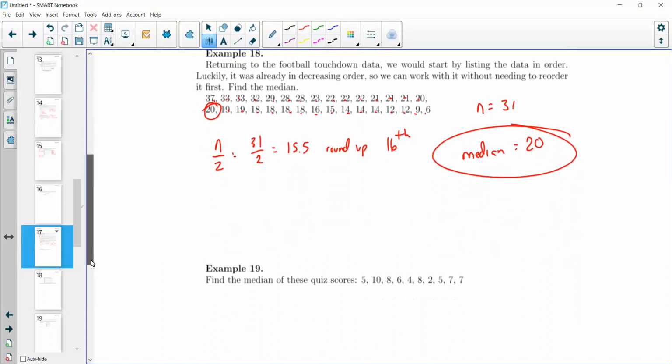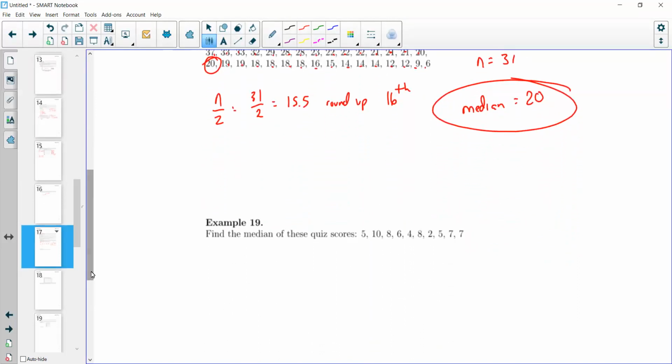So here we have a set of data. Find the median of these quiz scores. So first, we need to put it in order. And as I said, I like to use ascending, and you'll see why by the end of the chapter. Now there's a 2. There's a 4. I see two 5s. I see one 6. I see two 7s. And I see two 8s. And I see a 10. And I believe that's 10 data points.